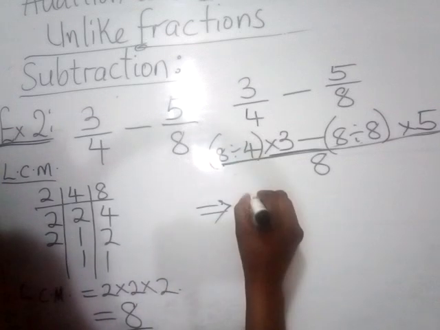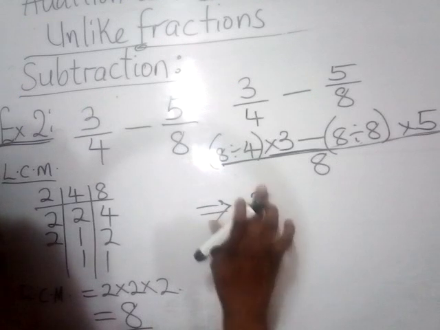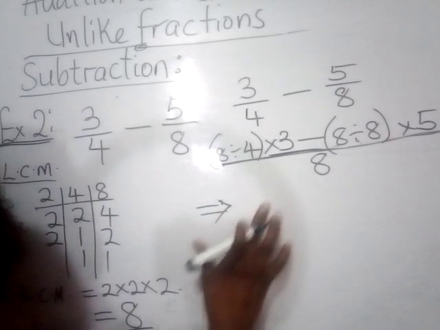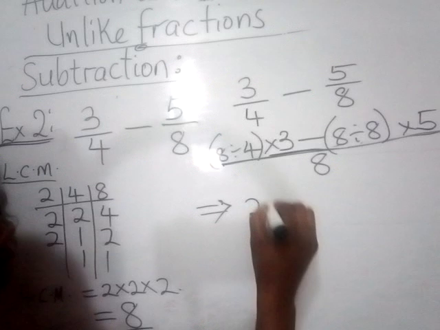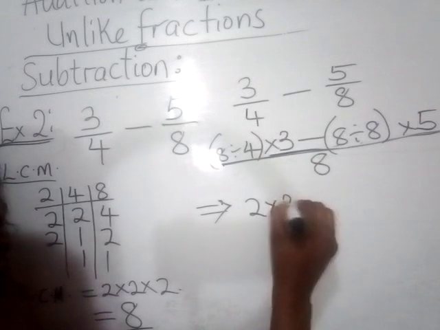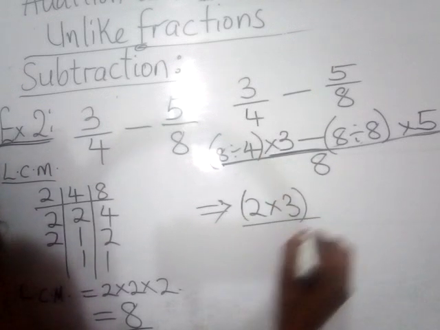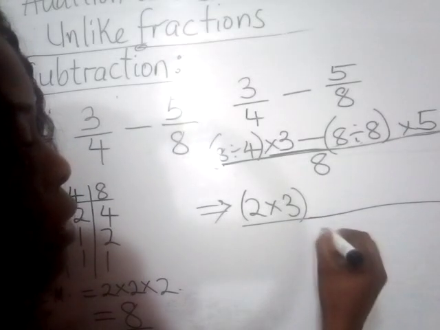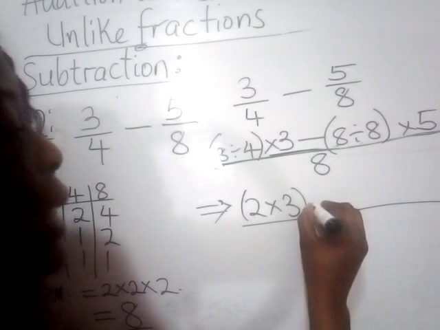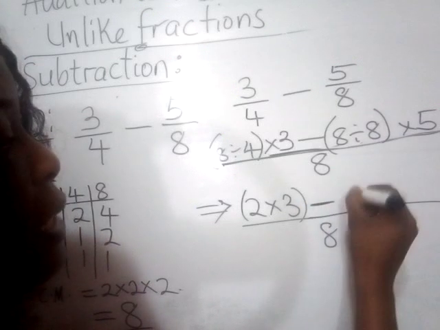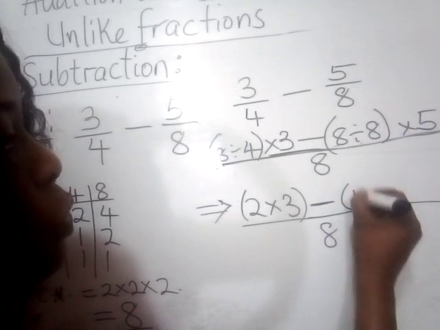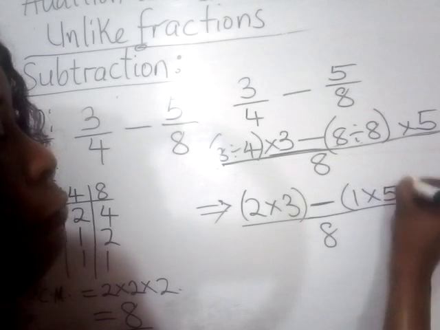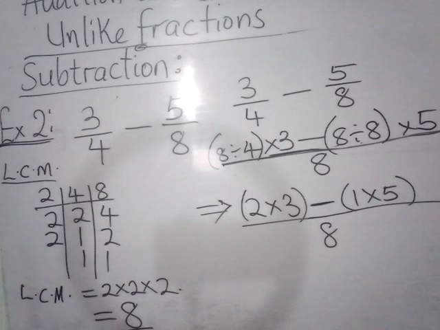We have 8 divided by 4, that gives us 2. So you have 2 times these 3. I put them in brackets. Let's write our 8 there. Minus 8 divided by 8 is 1. So you have 1 times 5. Okay?